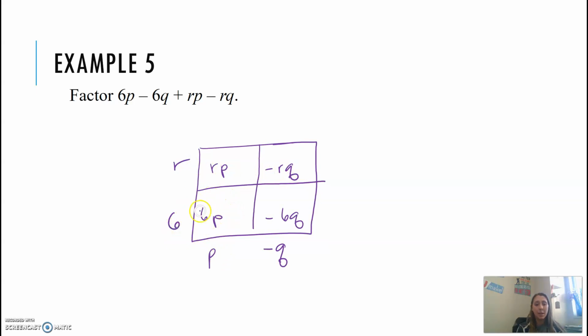6 times p equals 6p. 6 times negative q equals negative 6q. p times r is rp. And r times negative q is negative rq.